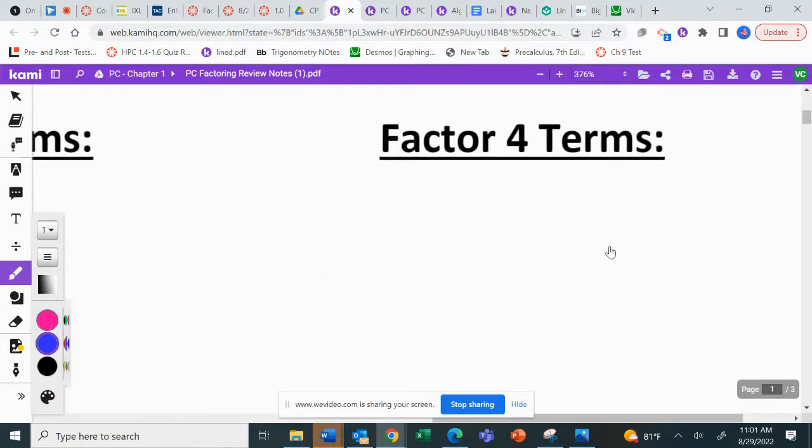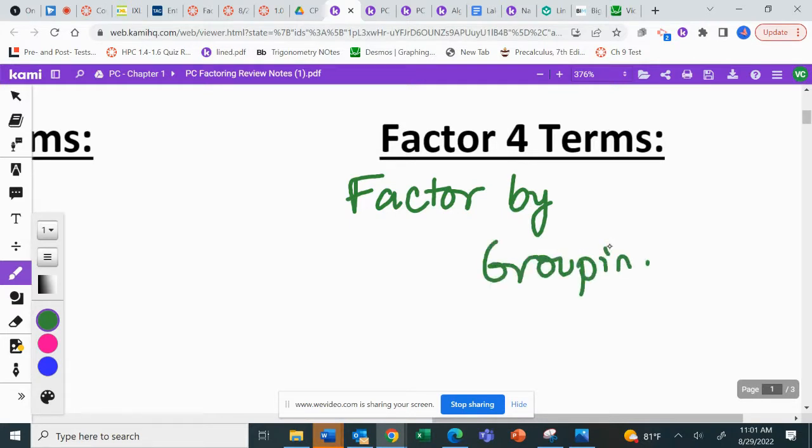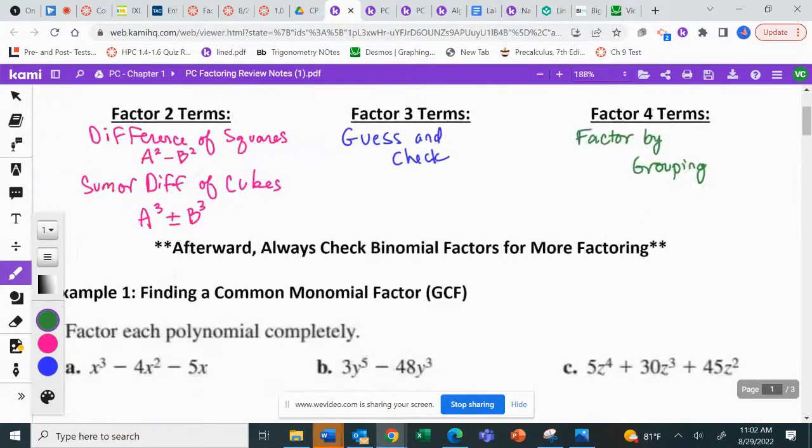And then if you have four terms to factor, that is going to be called factor by grouping. For factor by grouping, there's lots and lots of different ways of doing it. There's all kinds of times you could use it. We're only going to use it in one specific instance, and that's probably what you spent most of your time doing last year. We're not going to get into the crazy, more advanced ways. We're just going to do a basic factor by grouping.